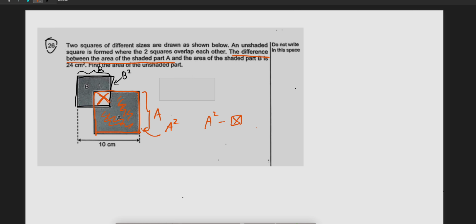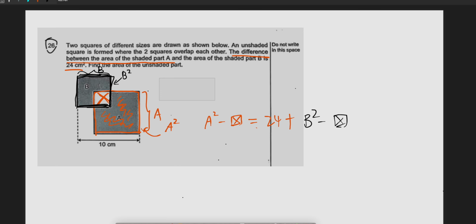And this shaded part A happens to be 24 more. Over here the difference is 24, so it's 24 more than the shaded B. How do you get the shaded B? The shaded B is nothing but B square, which is the entire smaller square area, minus this unshaded square here, right?